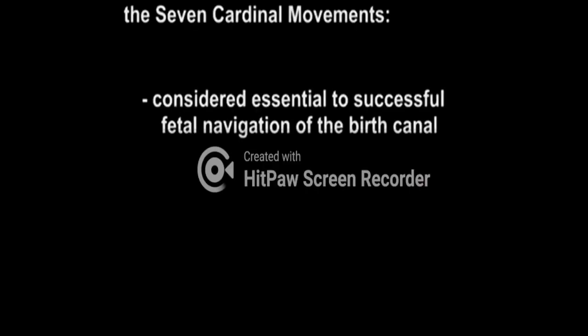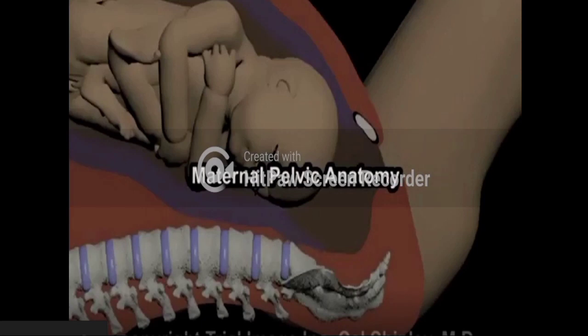The cardinal movements in labor are so named because they are considered essential to successful navigation by the fetus of the maternal birth canal. To better understand the significance of the cardinal movements, let's do a brief review of maternal pelvic anatomy.